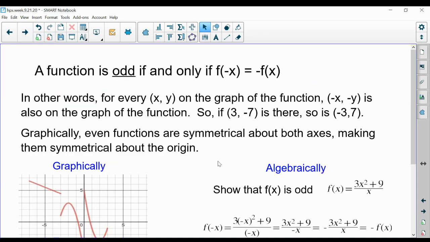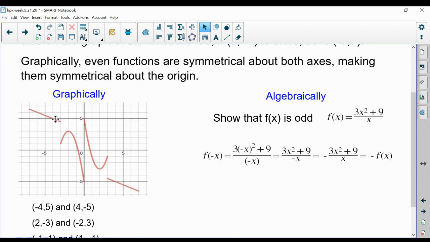A function is odd if, when you replace all the x's with their opposites, the result is the opposite of the original y value. So for example, (3, -7): if you replace 3 with its opposite, -3, the result will be the opposite of what 3 produced. So 3 produced -7. Well, that means -3 would produce +7. So in other words, both values change. Both x and y change their signs. They become their own opposites. And what that means is it's symmetrical over the origin.